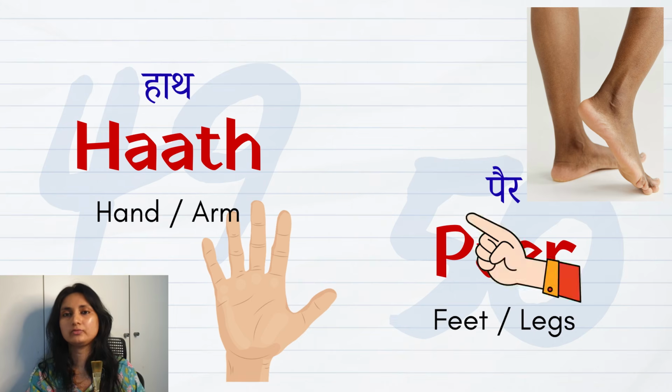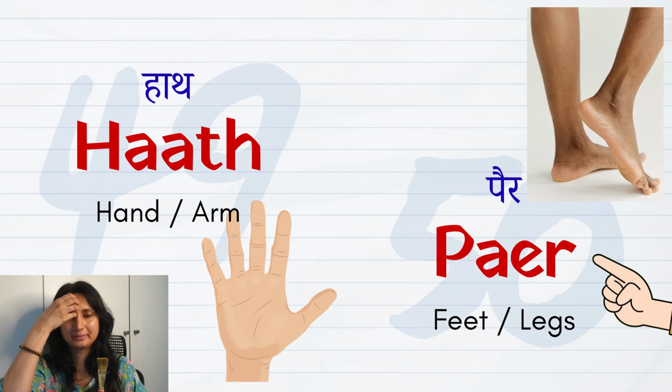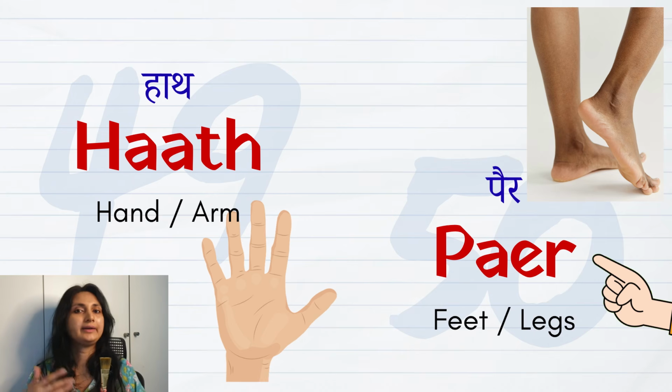Then we have the word for legs, leg and feet. Okay, so it's called pair. Like the English word pair, that's the same pronunciation. So we have haath and pair. And pair, again, as I said, it can be used for feet. It can be used for like the entire leg. Okay. And pair is also singular, plural both.